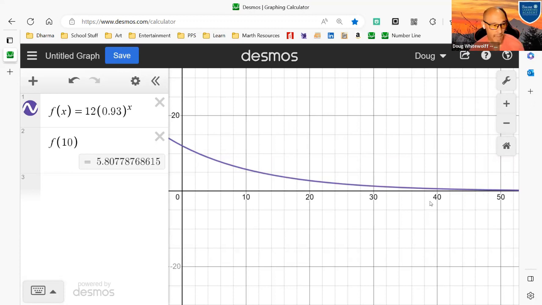All right, so what's interesting here is that it never hits the x-axis. It never gets to a y value of 0, but it does get really, really, really close to it. And so that y value of 0, the x-axis, is the asymptote. Asymptote.